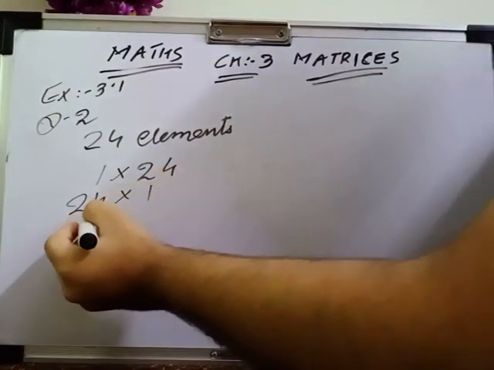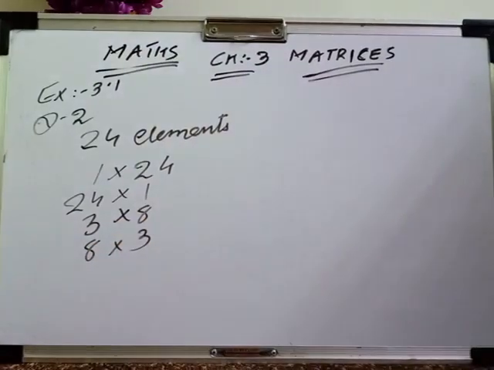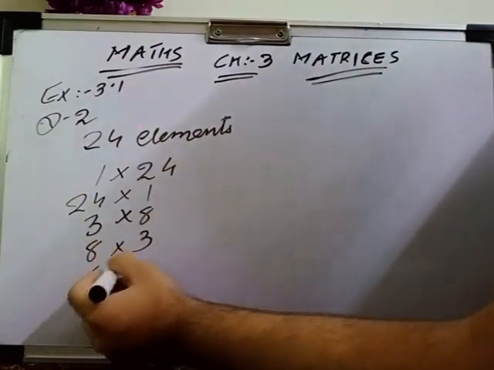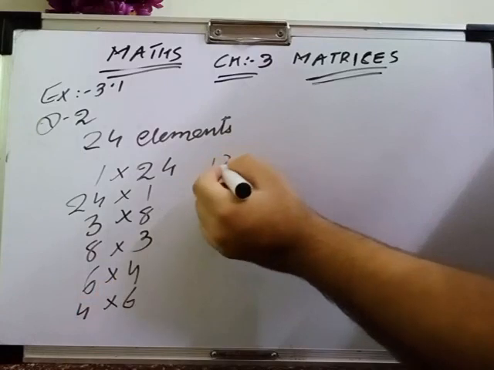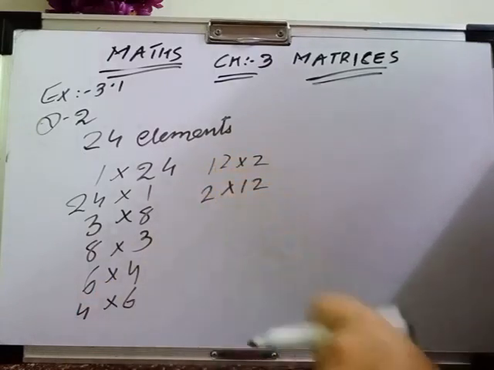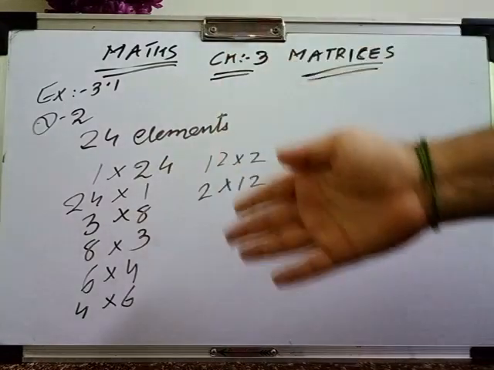I can take 8 cross 3, 3 cross 8, then 6 cross 4, 4 cross 6, 12 cross 2, 2 cross 12, right? So this many cases are possible to settle 24 elements in a matrix. We can have 8 different cases in which we can settle 24 elements in a matrix. These are the different orders possible, right?